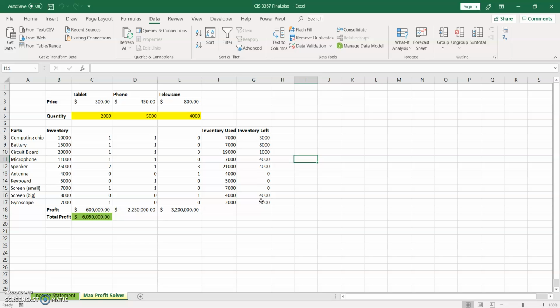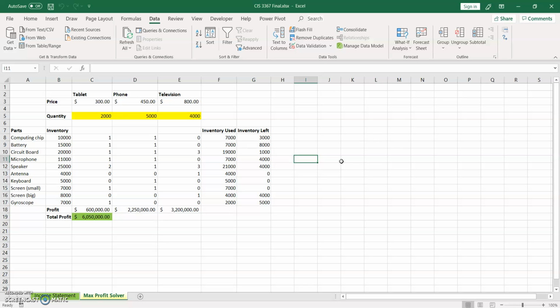But this can also mean that the company could easily cut its expenses on parts by lowering all these numbers, or potentially for next year, instead of buying a whole new inventory of these, just buy the difference. So instead of having to buy another 10,000 computing chips for next year, we only need to technically buy 7,000, which is a good way to cut expenses for the company.